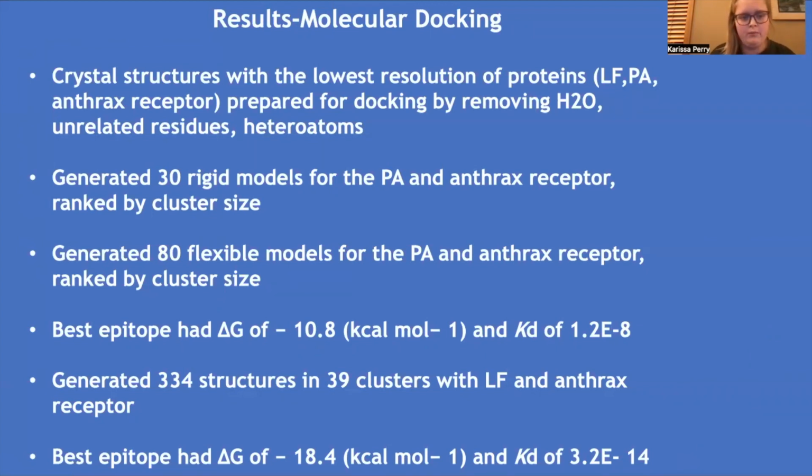The best epitope for the protective antigen had a delta G of negative 10.8 kilocalories per mole and a KD of 1.2 times 10 to the negative 8. For the lethal factor, it generated 334 structures in 39 different clusters. And the best epitope had a delta G of negative 18.4 kilocalories per mole and a KD of 3.2 times 10 to the negative 14.